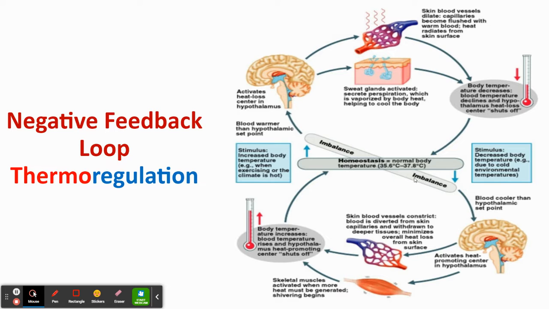Now, of course, if you get too cold, the hypothalamus detects that once again. It's going to send a signal to your capillaries to constrict, get much smaller, reduce blood flow to the surface, and then also to induce shivering, both of which will help to hopefully increase your body temperature.